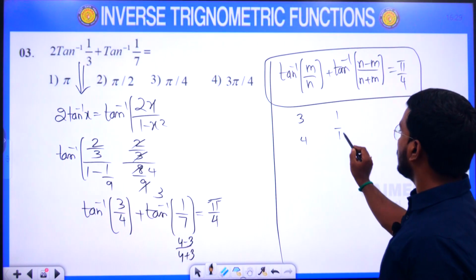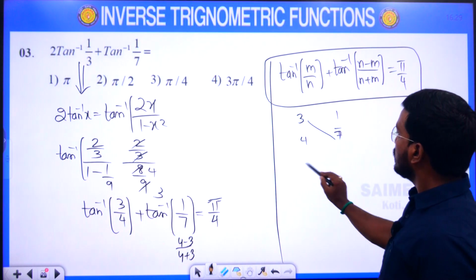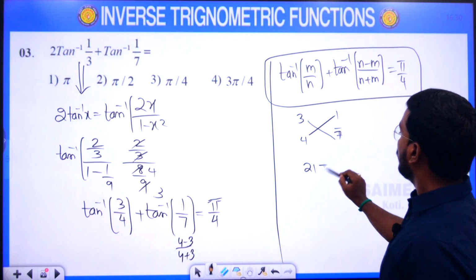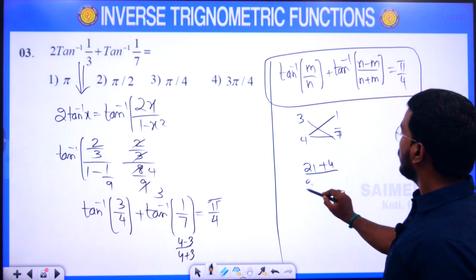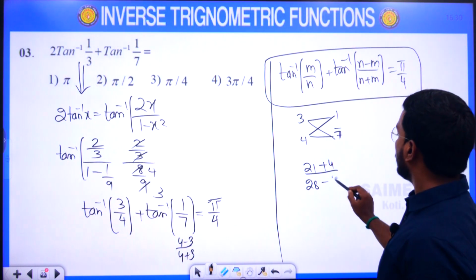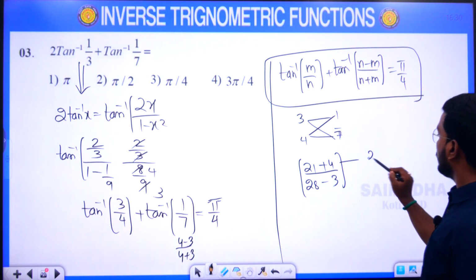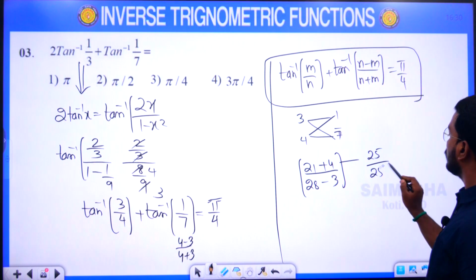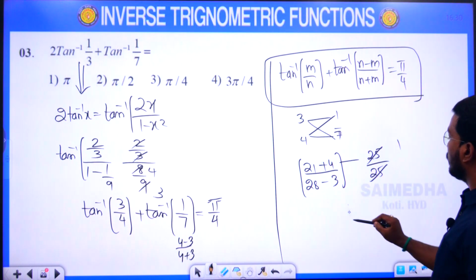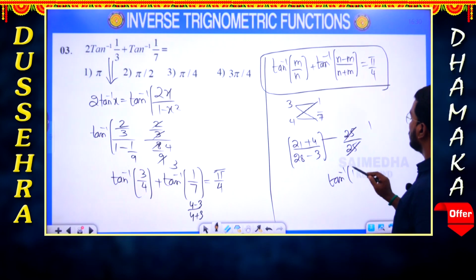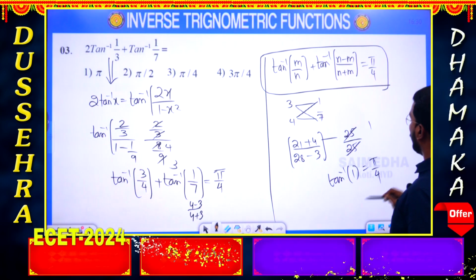3, 4, 1, 7. Then 7 3s are 21, 4 1s are 4, 7 4s are 28, 3 1s are 3. 21 plus 4 is 25, 28 minus 3 is also 25. 25, 25 cancel, 1. That is tan inverse of 1 is equal to, again the answer is pi by 4.